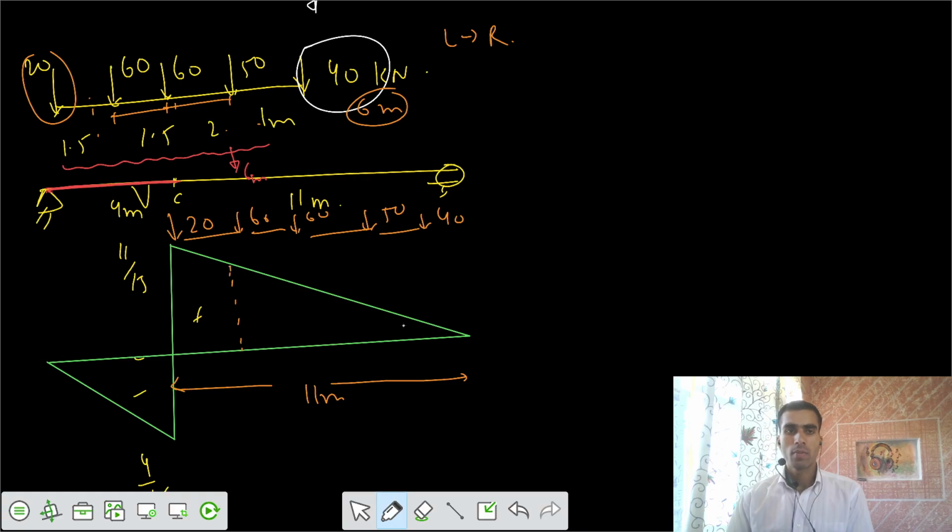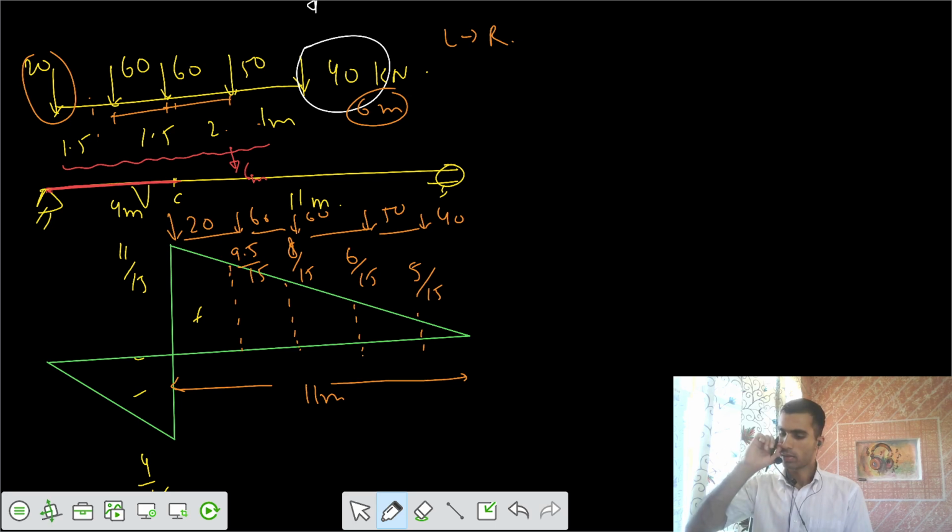This is 20, and then after that we have 9.5 by 15. This one would be 9.5 minus 1.5, that is 8 by 15. And for this ordinate, we have to subtract that: 8 minus 2, that is 6 by 15. And this one, by similar triangles, you can do that. And finally, you have 40, and this one is your 5 by 15. This one is 5 by 15, 5 by 15.